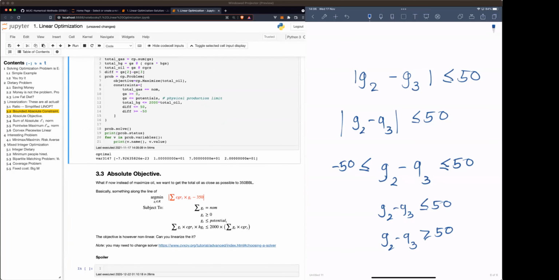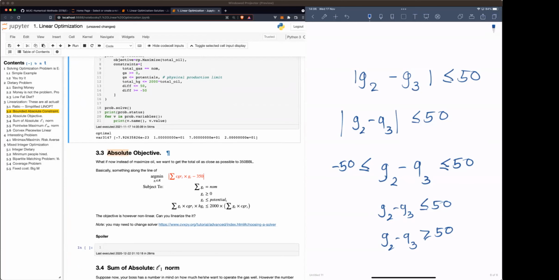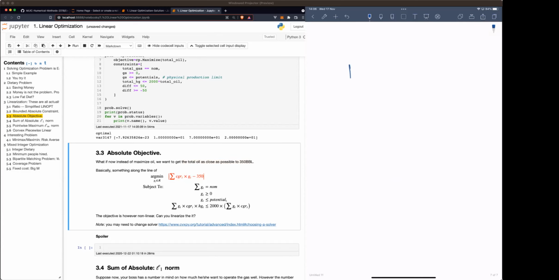Okay. So the third thing is the absolute of the objective. Here's what happened. Let's say you want to produce as close as possible to 350. Typically, we would do oil minus 350 and then square, and then minimize this, right? But that's clearly not linear, and you have no hope to make it linear because it's quadratic in nature.